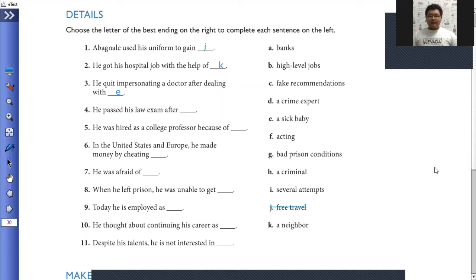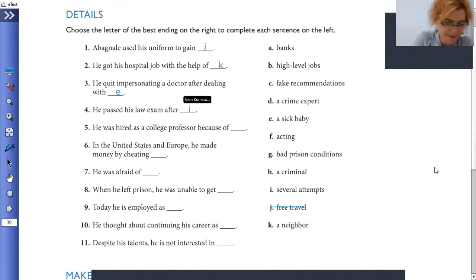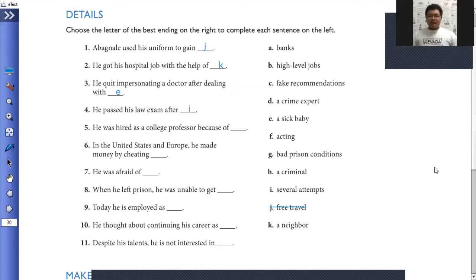He passed the law exam after several attempts. Yeah, very good. Several attempts. Yeah, it's also a very difficult exam to take. Thank you. Number 5, I am going to ask Prakoso. Yes, Miss. Number 5.